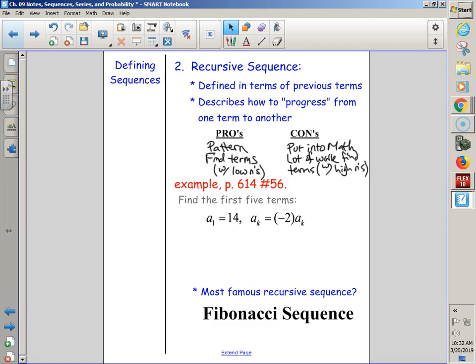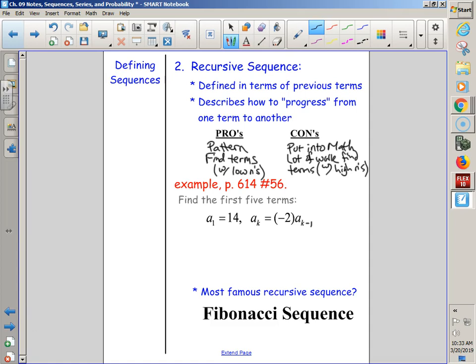So guys, check out this example. Something's really weird. Did you guys notice that I was using an equation editor? It wasn't letting me do k minus 1 as a subscript, didn't let me do multiple subscripts. Sorry. So a sub k is equal to -2 times a sub k minus 1, where a sub 1 starts at 14.